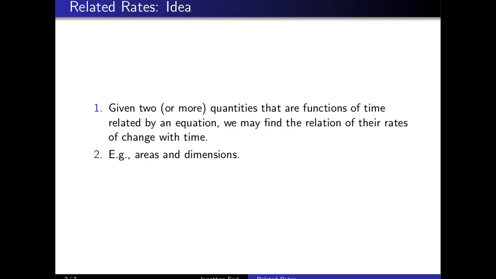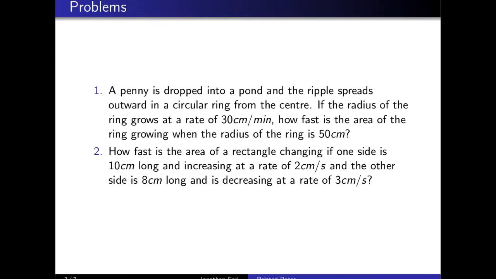So the simplest usual ones are areas and dimensions. So for example, suppose that we have a penny that we're going to drop into a pond, and the ripple's going to start spreading outwards in a circular ring from the center. And what we're going to see is if the radius is growing at a rate of 30 centimeters per minute, we want to see how fast the area of the circle is growing.